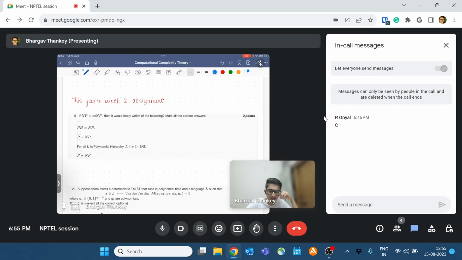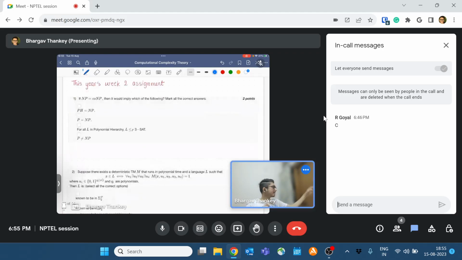So there are also questions from this year's week 1 assignment. Do you want to solve those first or the week 2 assignment first? Because we might not be able to complete both of them in time. Okay, so let us continue with this week 2 assignment.